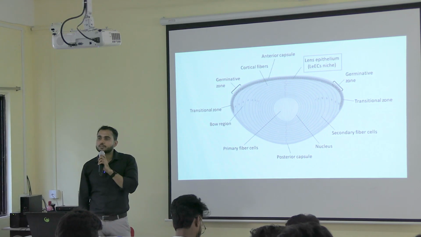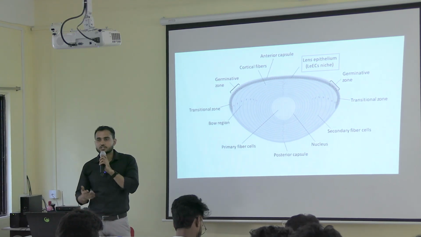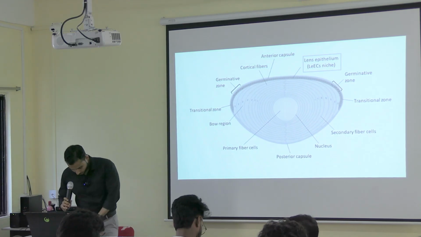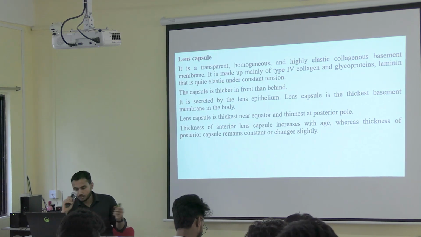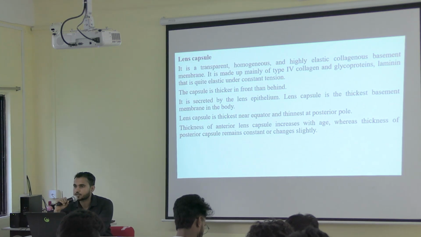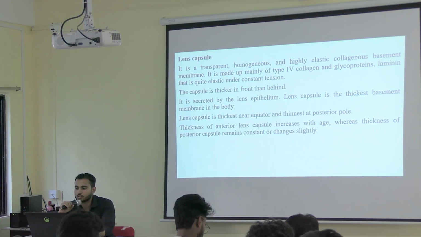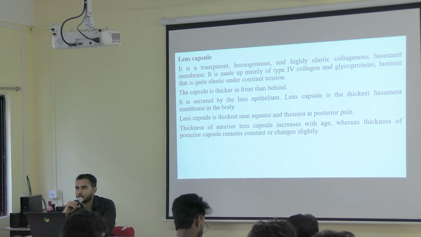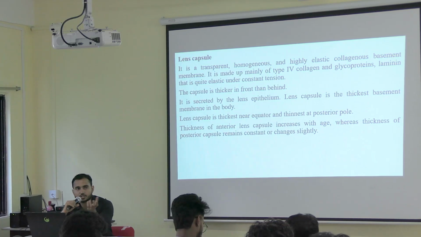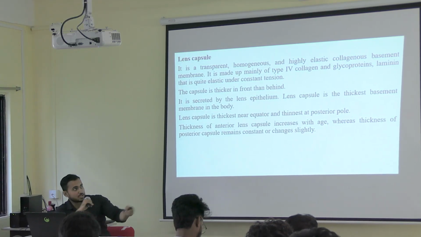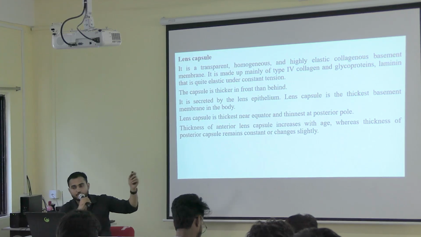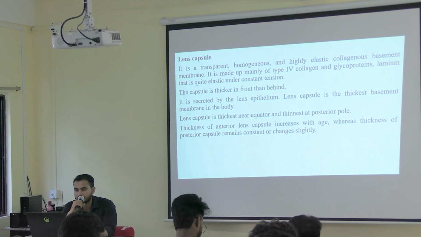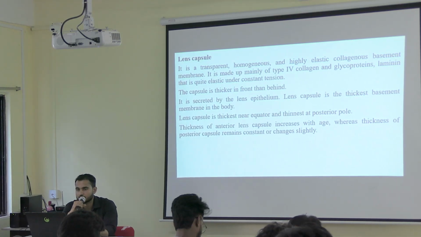Okay. Now basement membrane is also transparent in nature. If it is not transparent, light will not be able to enter through it. So first is the lens capsule. The lens capsule is transparent, homogeneous, highly elastic. Okay, and it is made up of collagen fibers. Collagenous means it is made up of collagen fiber. Which type of collagen fibers are there? As you can see, it is made up of type 4 collagen fibers. Along with that, glycoproteins and laminins are also present in the lens capsule. Okay, this is the structure of the lens capsule.